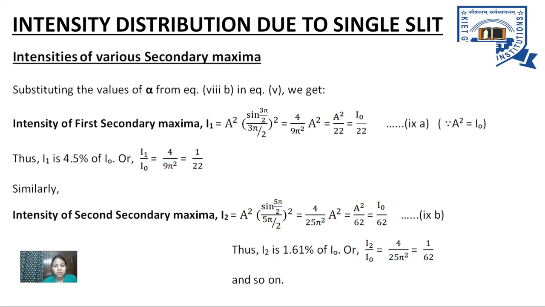Again, 1 upon 62 can be written as 1.61 upon 100 or 1.61%. So I2 is equal to 1.61% of I naught. You can also write this as I2 upon I naught is equal to 4 upon 25 pi square, or simply 1 upon 62. And similarly, you can find out the intensity of any secondary maxima that you wish to.